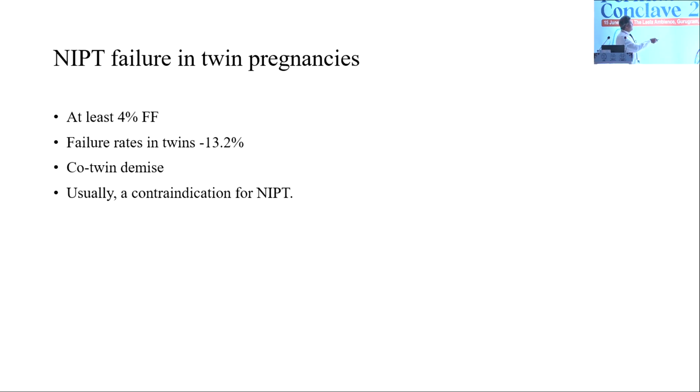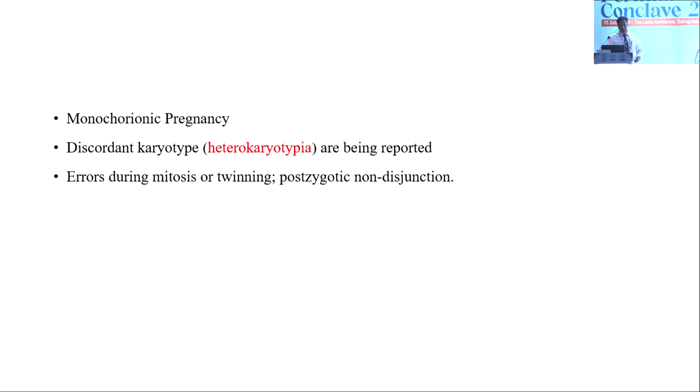Now NIPT failures are very common because of the masking phenomenon, the bigger twin giving more DNA as compared to the smaller one and therefore masking. In a DAMC twin, we have identified heterokaryotypia can be there, so fetal fraction can be less, we can have a demise, so this becomes heterokaryotypia. So we have had one case in a DAMC twin.